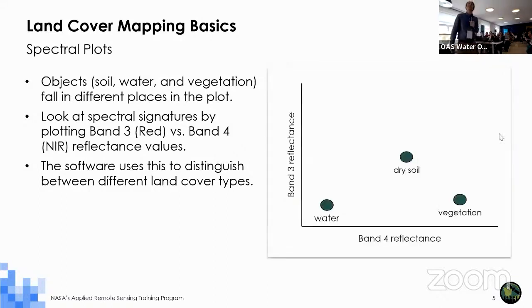So next slide. And this is one way of plotting the band 3. In this case, this would be the red band. And then this is band 4, the near infrared band. And we can see that vegetation is very reflective in band 4, but not in the red because it's absorbing a lot of that, especially with healthy vegetation, it's absorbing a lot of that red light. Water is not reflective in either the red or the near infrared. It's absorbing a lot of that light. And then dry soil, in both band 3, the red, as well as the near infrared, is more reflective. So these are just different ways of being able to plot these different land cover types based on the different spectrum. Next slide.